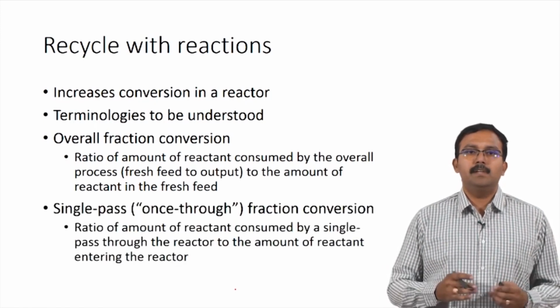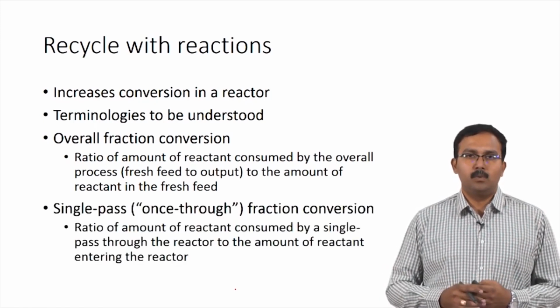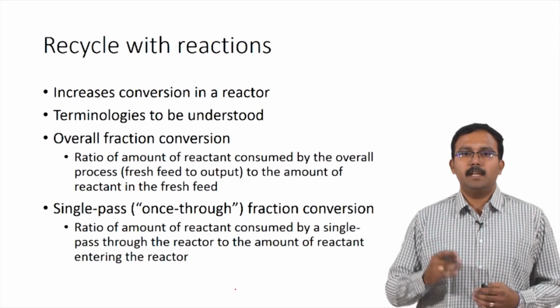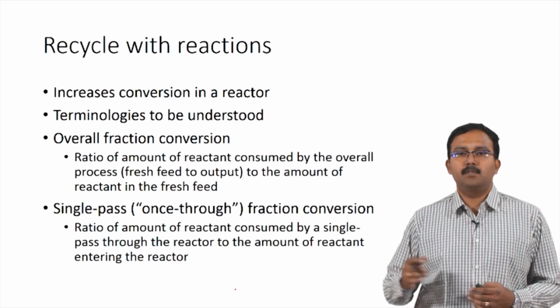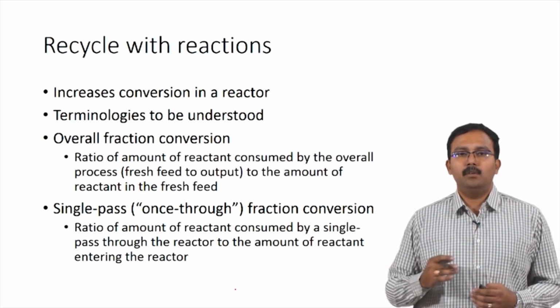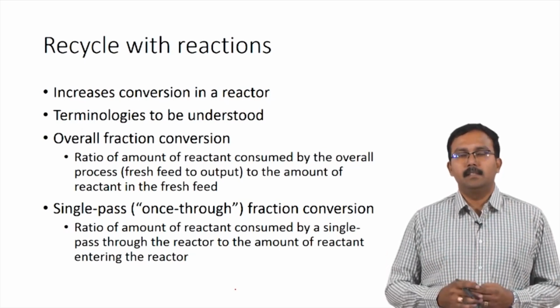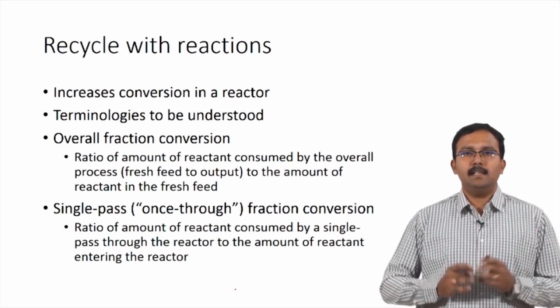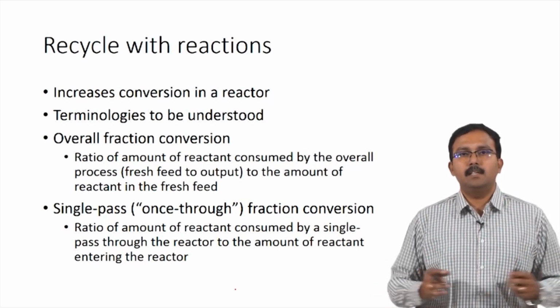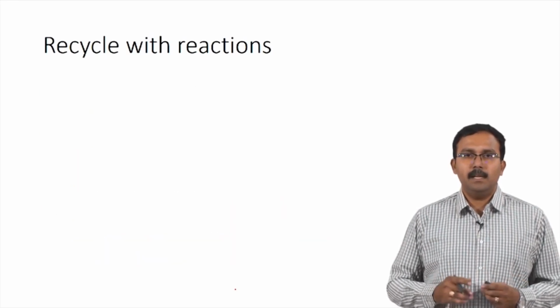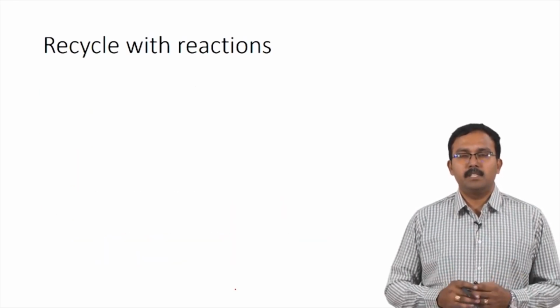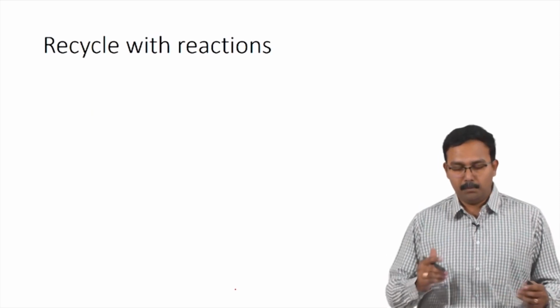You can also be given something called a single pass or a once through conversion. So, this would be the ratio of the amount of reactant consumed by a single pass through the reactor to the amount of reactant entering the reactor. So, here you are taking the reactor as the system and you are not considering the other components in the system. Let me explain this with simple flow sheets which would help you understand the process better.